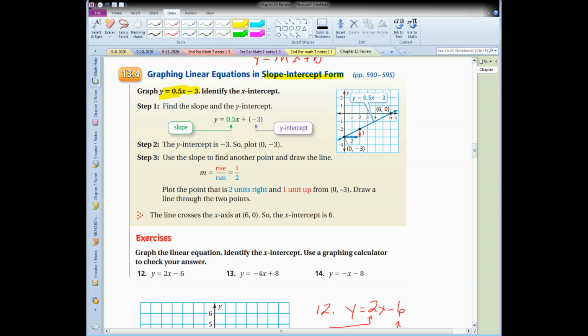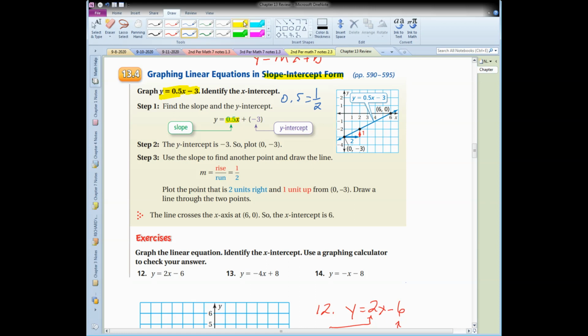Okay, so if you want to graph an equation, y equals 0.5x minus 3, you can find the slope. The slope is 1/2, right? You can see that right here. 0.5 is the same as 1/2. So there's my rise is 1 and my run is 2.